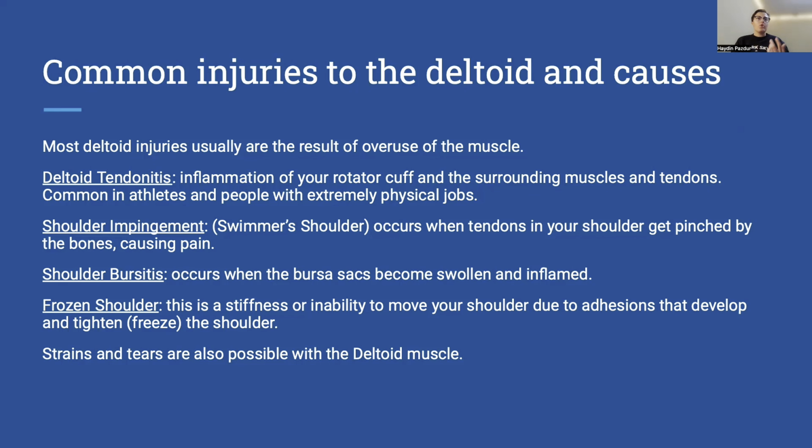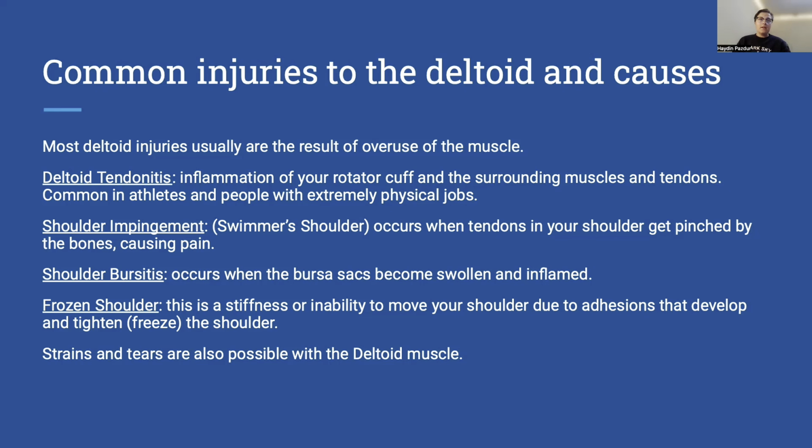So we have a few common deltoid injuries that I'm going to go over. Deltoid tendinitis is the inflammation of your rotator cuff and the surrounding muscles and tendons. This is common in athletes and people with extremely physical jobs, hence the overuse. When you're using it physically over and over and over again, you're going to come up with that tendinitis.